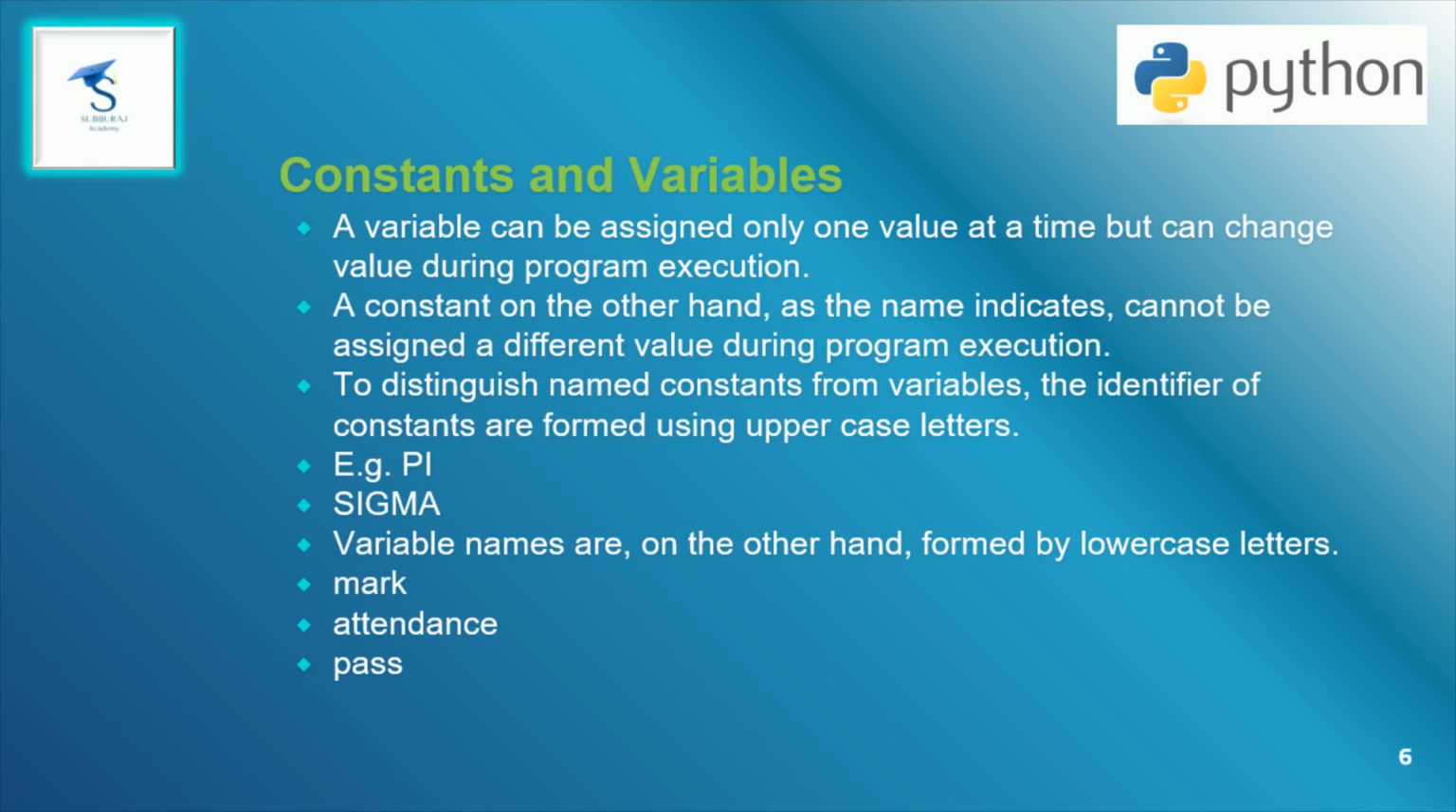To distinguish named constants from variables, the identifiers of constants are formed using uppercase letters, e.g. PI, SIGMA. Variable names are, on the other hand, formed by lowercase letters, e.g. mark.